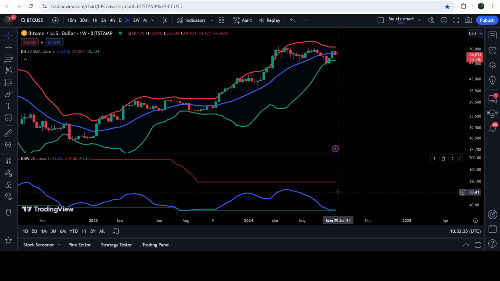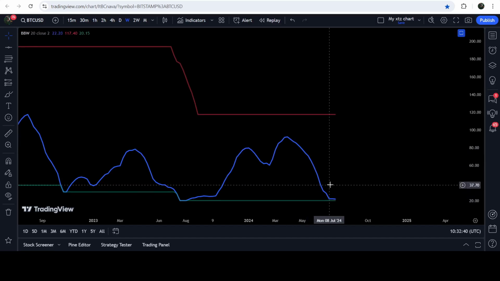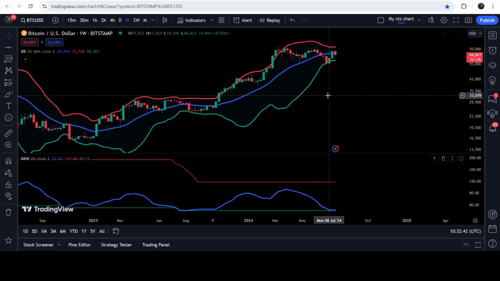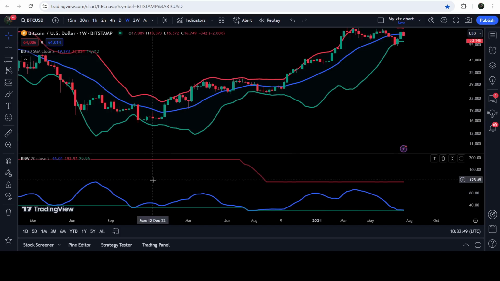But for that, we will need to keep an eye on the Bollinger Band width indicator. If this blue line starts moving to the upside, that will be a very, very clear and very big signal that the price can now start a massive move to the upside, like it was happening here and here as well.